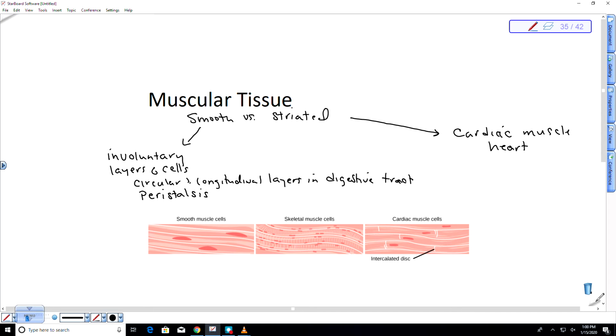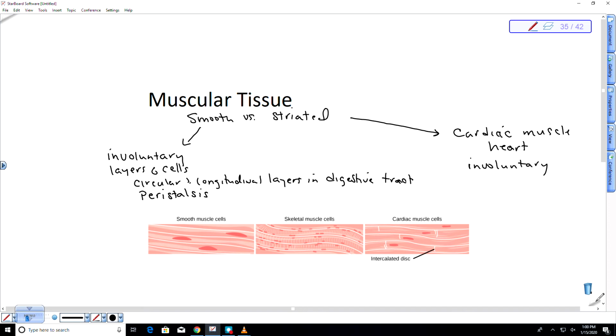This is primarily involuntary, although there can be biofeedback, right? So if you want to slow down your heart rate, you know how to do it. You sit quietly and you breathe really deeply and you calm your mind, right? And you can slow your heart rate down.